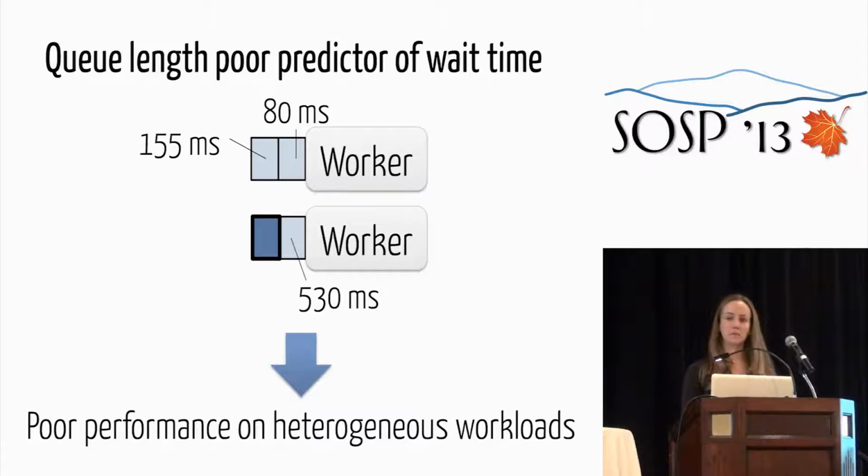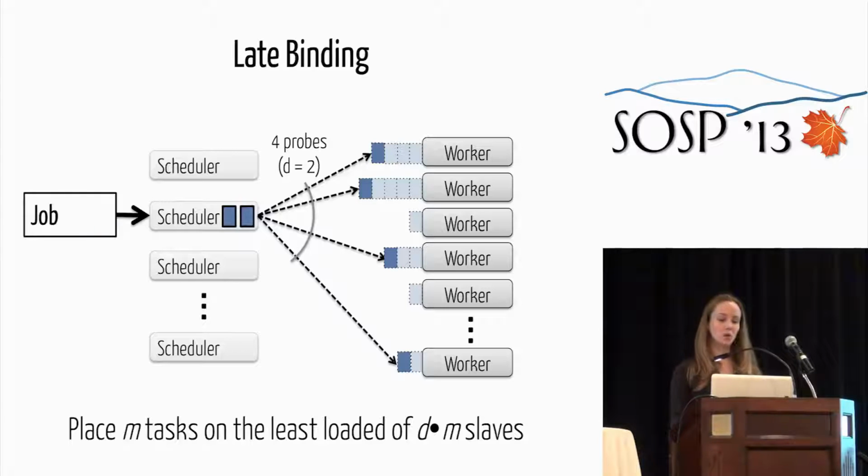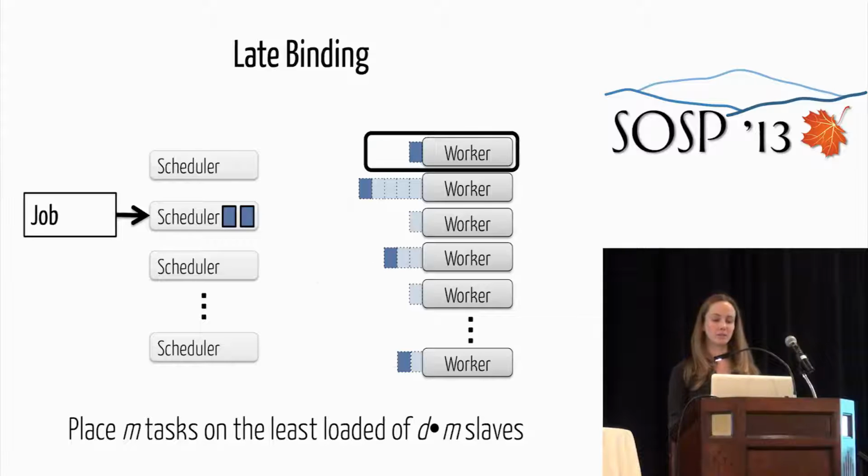So to solve this problem, Sparrow introduces late binding. And the idea of late binding is that we're going to delay the assignment of tasks to worker machines until we know exactly how long they'll have to wait. Again, when a job arrives, the scheduler sends probes to worker machines, but the workers queue the probes. They don't reply immediately. If we focus on this top worker, the worker processes work over time, and eventually the probe for this job reaches the front of the queue, and the worker has available resources on which to run the task.